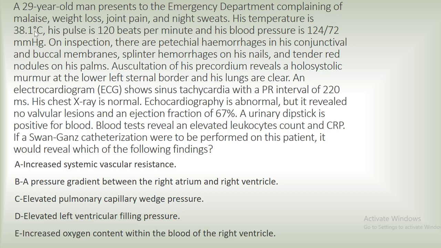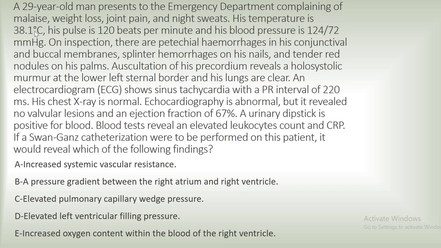Okay, so what if we have a large VSD? What determines the direction and the magnitude of the shunt? If you have a large VSD, this is referred to as a non-restrictive type, meaning that the pressure between both ventricles will be equalized. So the pressure within the left ventricle is the same as the pressure within the right ventricle because the hole is so big, it's almost as if they're one big ventricle.